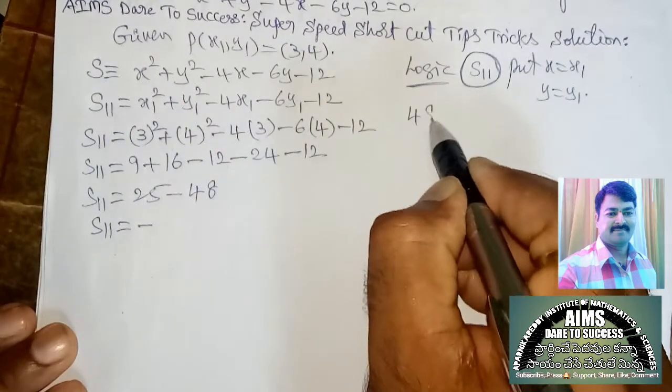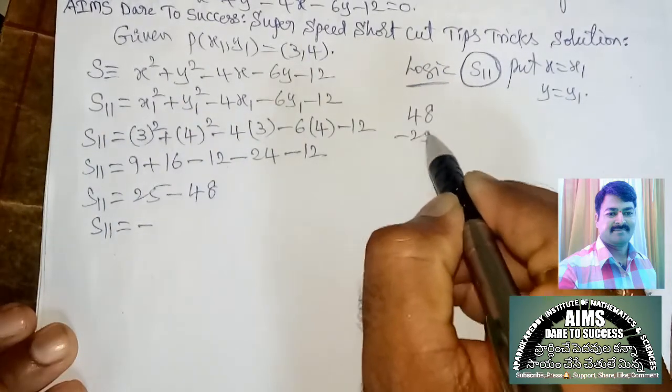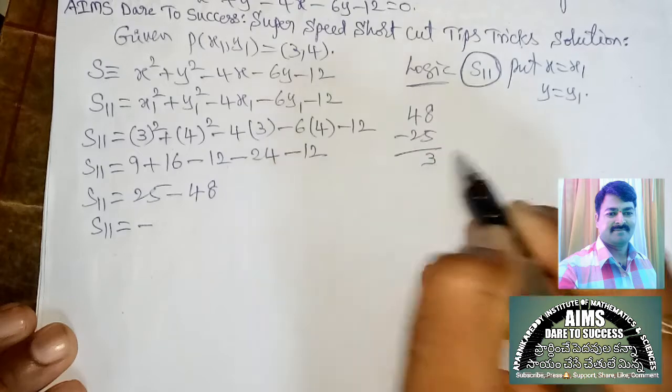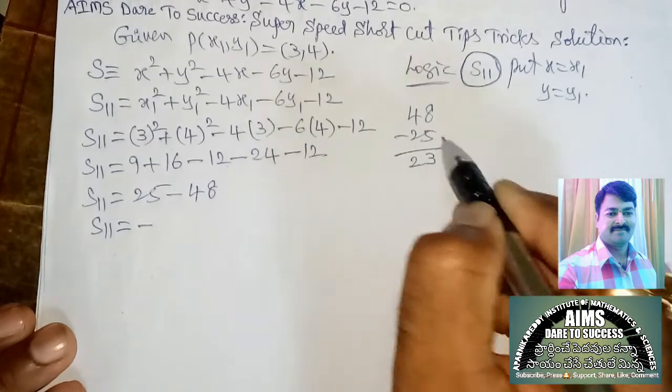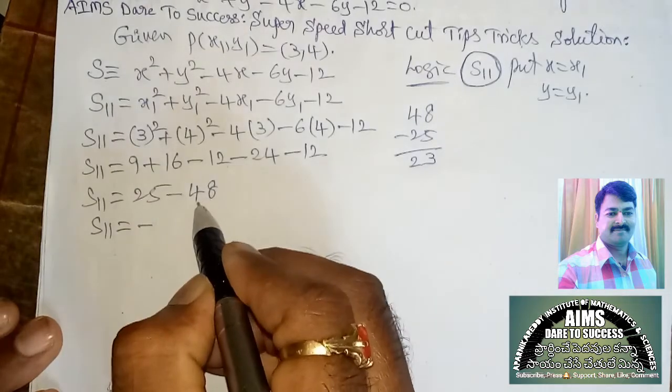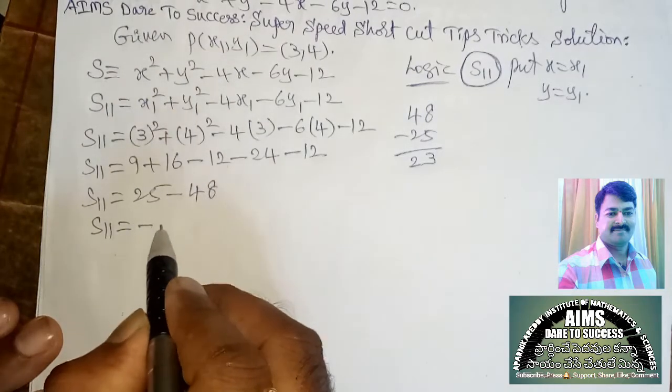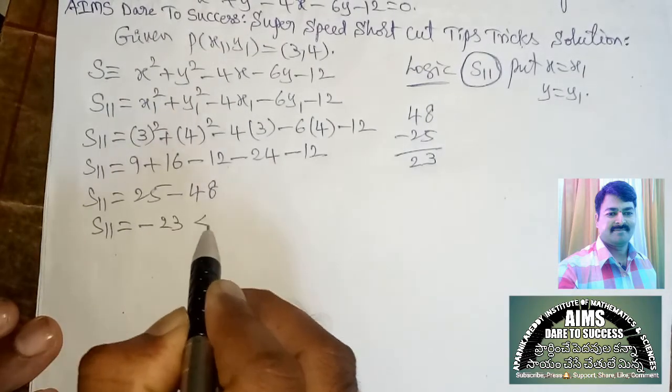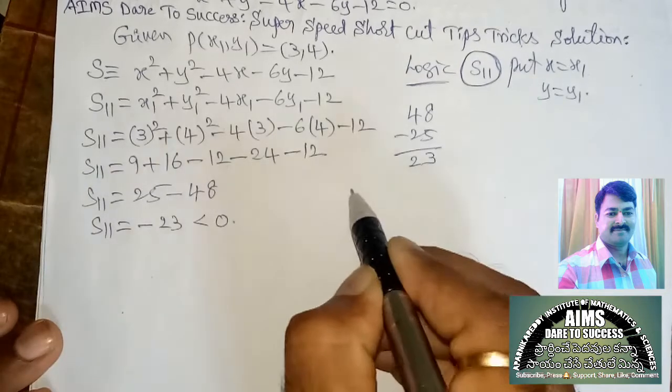So subtracting 48 minus 25. 8 minus 5 is 3. 4 minus 2 is 2, so 23. 48 minus 25 is 23. Now 25 minus 48, small number minus big number is negative symbol, minus 23. So minus 23 is less than 0.